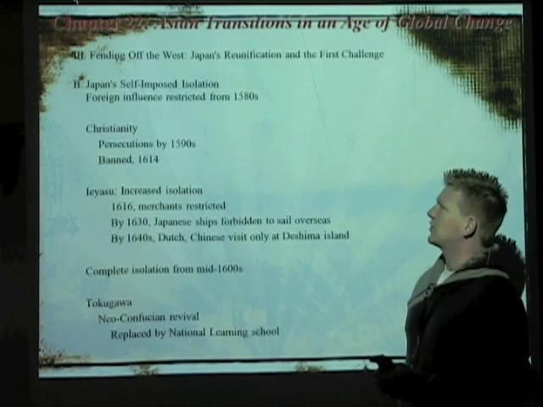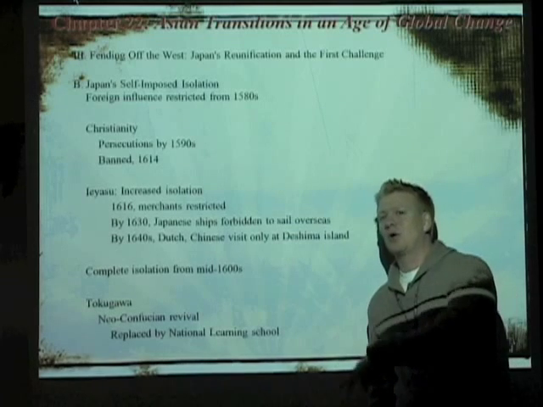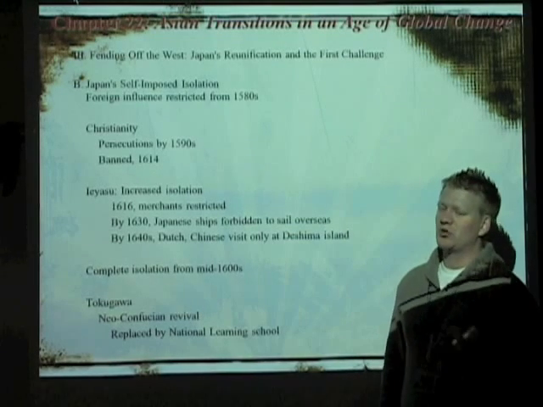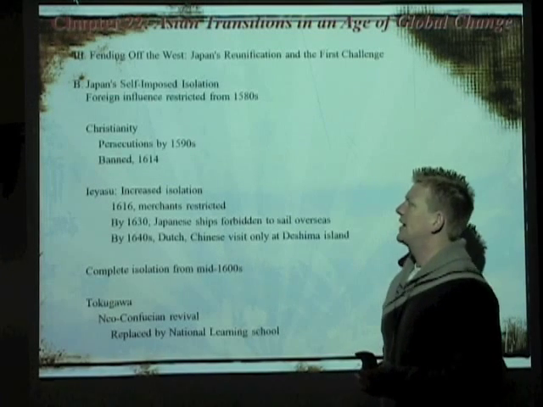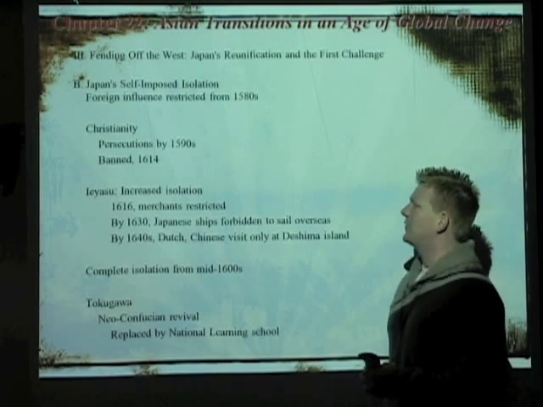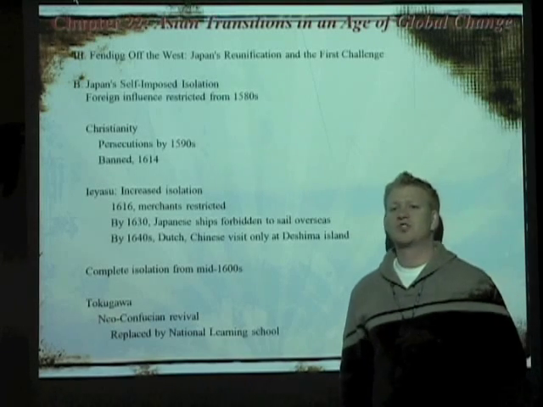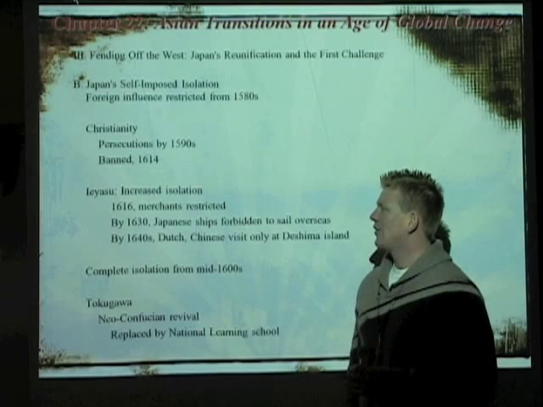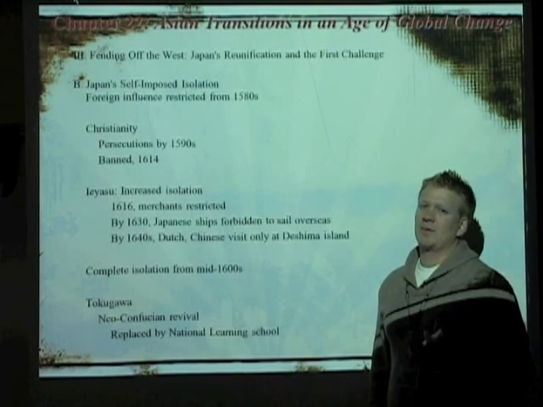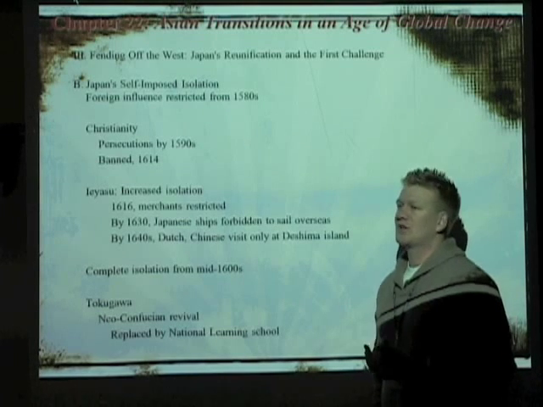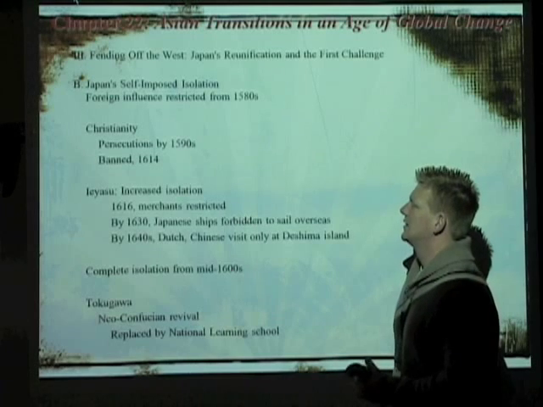Foreign influence was restricted from the 1580s onward. We will see again later on with imperialism the interaction between Japan and specifically the British. Christianity faced persecutions by the 1590s, and it was banned by 1614. Again, this was to remove the Europeans out of that. There had been a lot of conversions, but again, this was another falling short for the conversions of Christianity. And so you still just have the northern Philippines as a success.